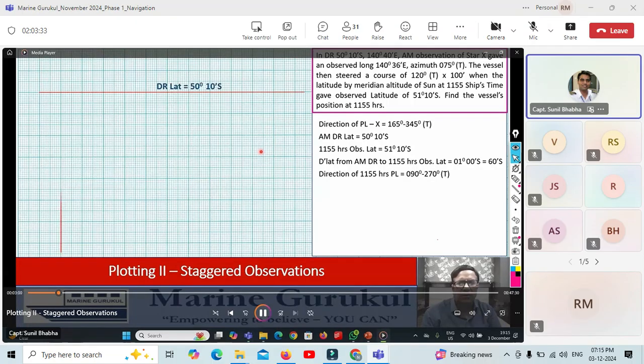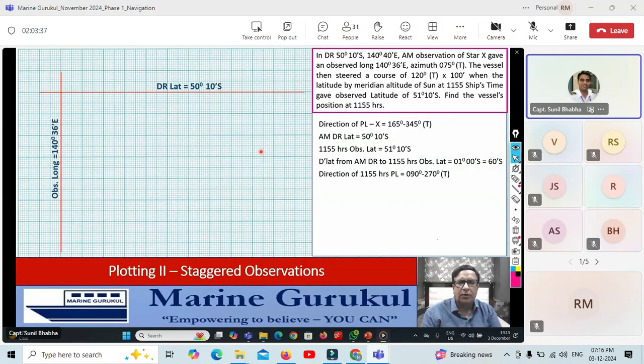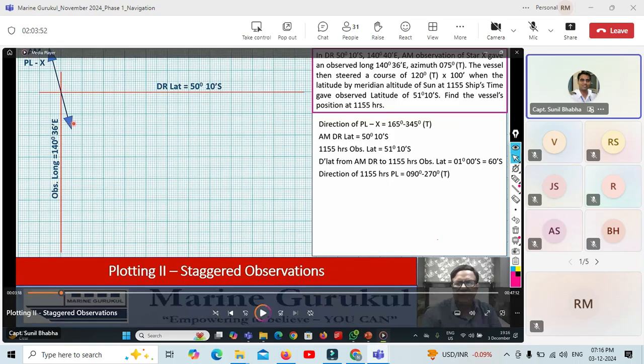Degrees 10 minutes south. We have the observed long 140 degrees 36 minutes east. So this is the point through which the AMPL shall be drawn. The direction of this AMPL is 165, 345. That is the AMPL for star X. So the AMPL is plotted, beta. Any doubt in this plotting? No, sir. Very good, beta. Great.